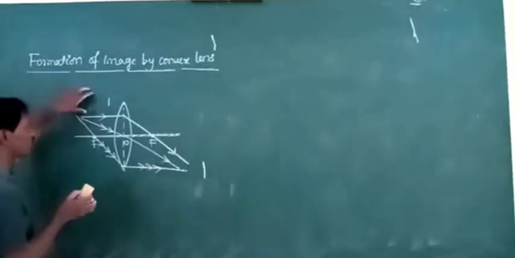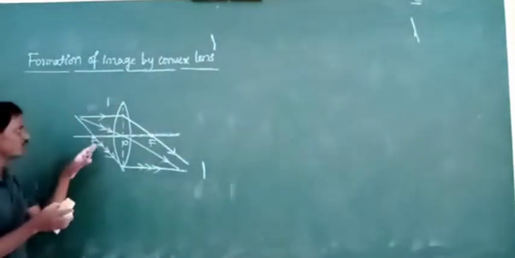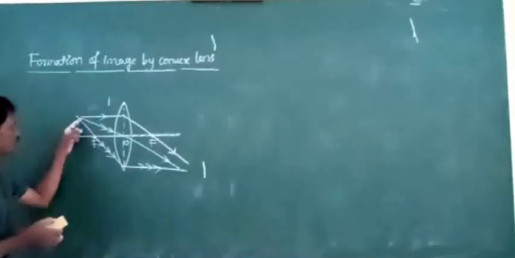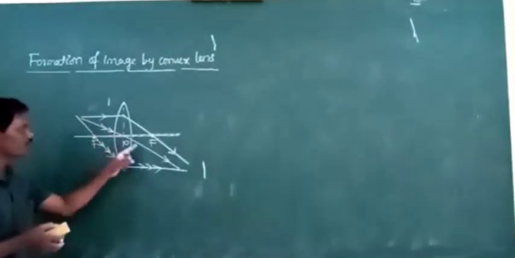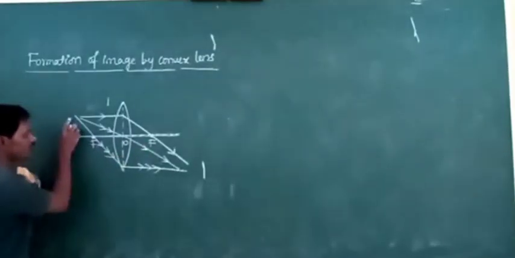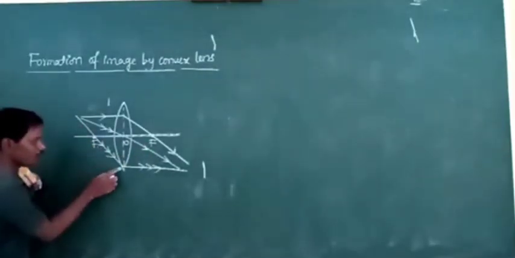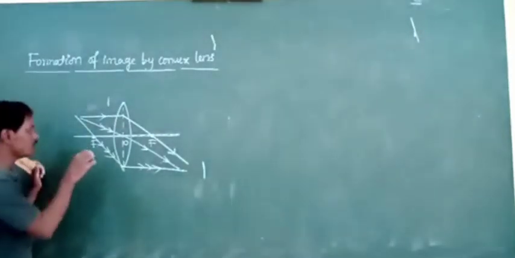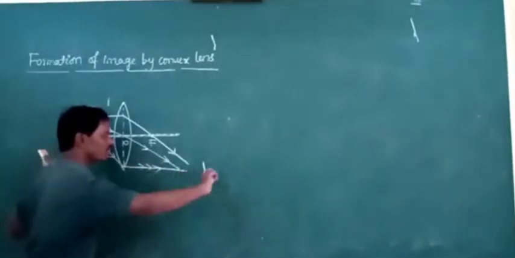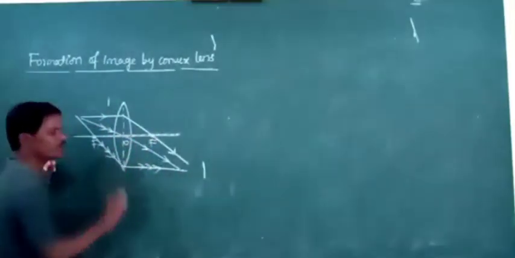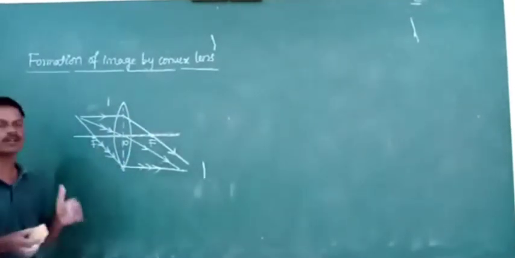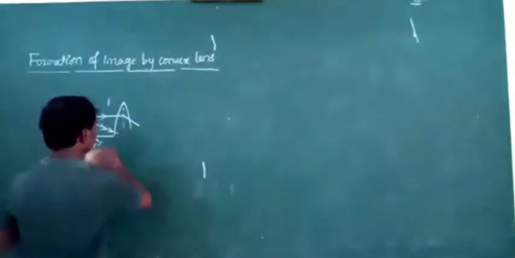So the first incident ray is parallel to the principal axis. After refraction, the refracted ray passes through the second principal focus. The second incident ray, that is passing through the optic center, passes without any deviation. Then the third incident ray, which is passing through the principal focus. Which principal focus? First principal focus, and falls on the lens. After refraction, the refracted ray passes parallel to the principal axis. So these three rays are required to get the image of the object. Now let us discuss one by one.